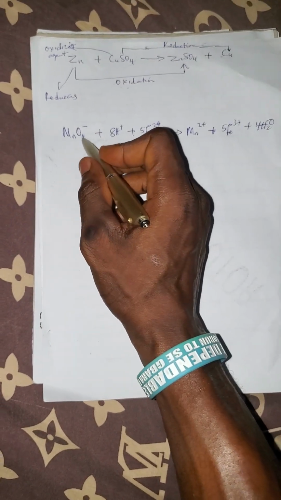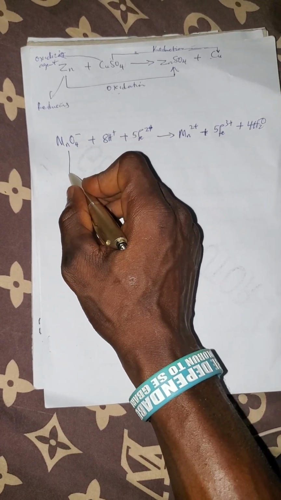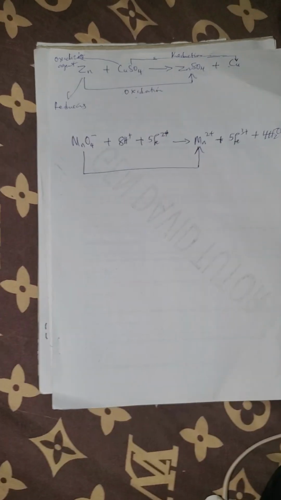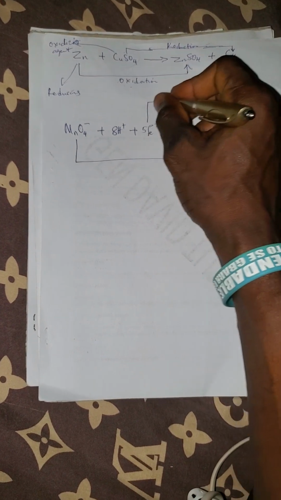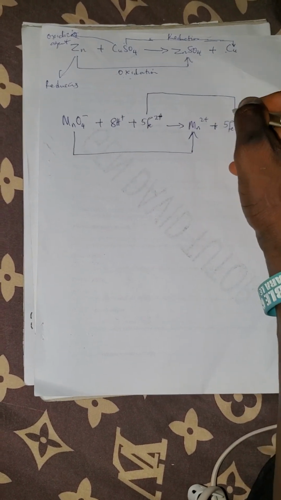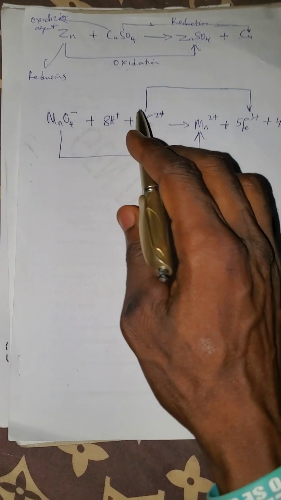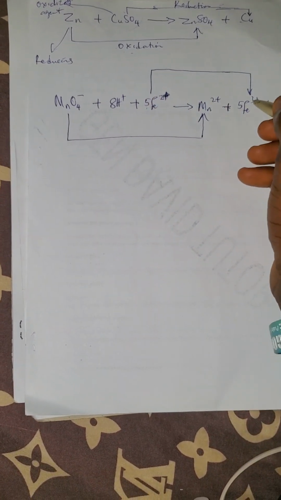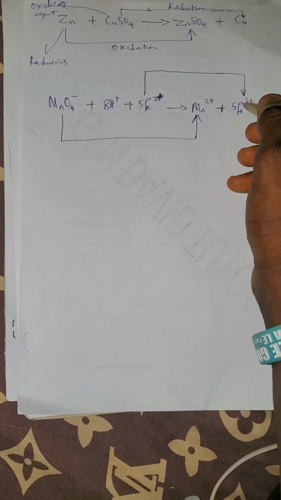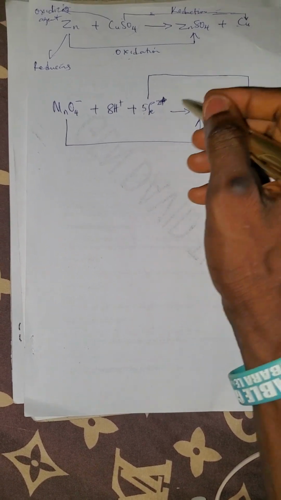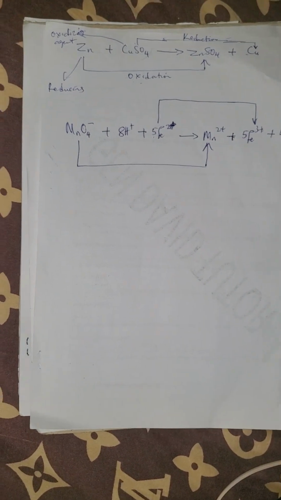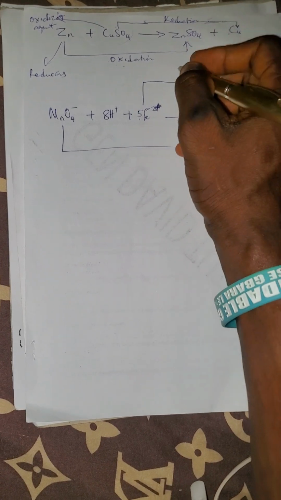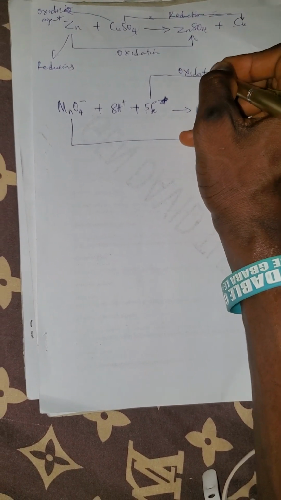From this Mn here to this place, what happened? And from this iron here to another iron here, what happened? If you observe, the iron here is 5 times 2, that's 10, but here is 15. Even if you check the charge, there's an increase from plus 2 to plus 3, that's an increase in the oxidation state. And an increase in oxidation state is oxidation.